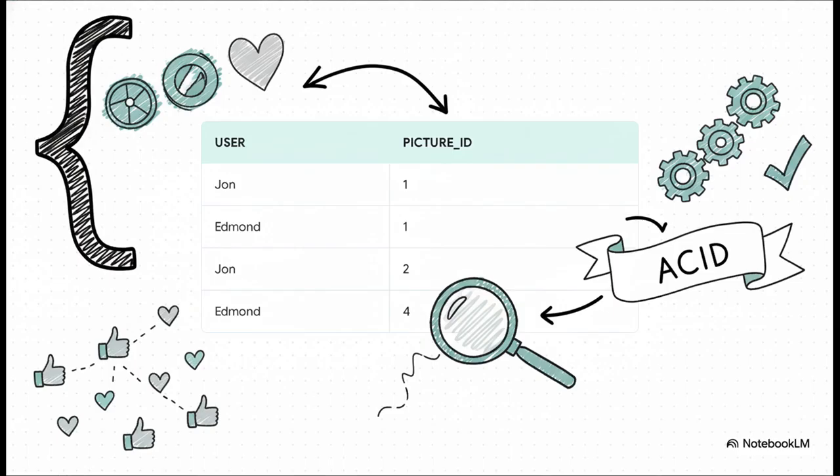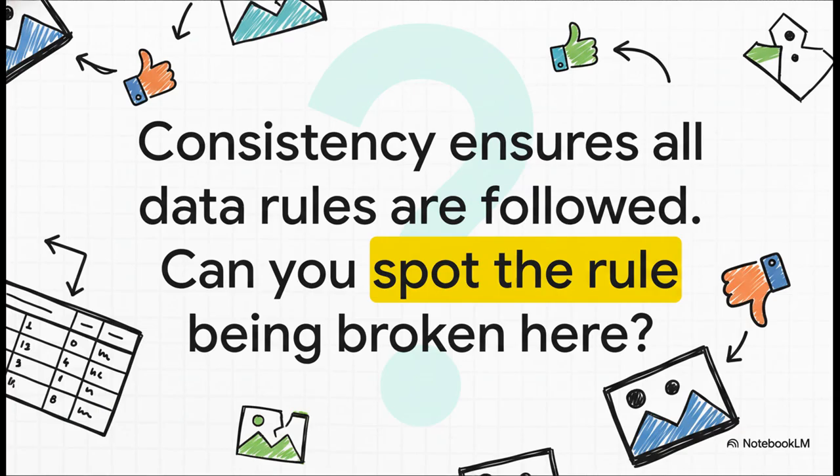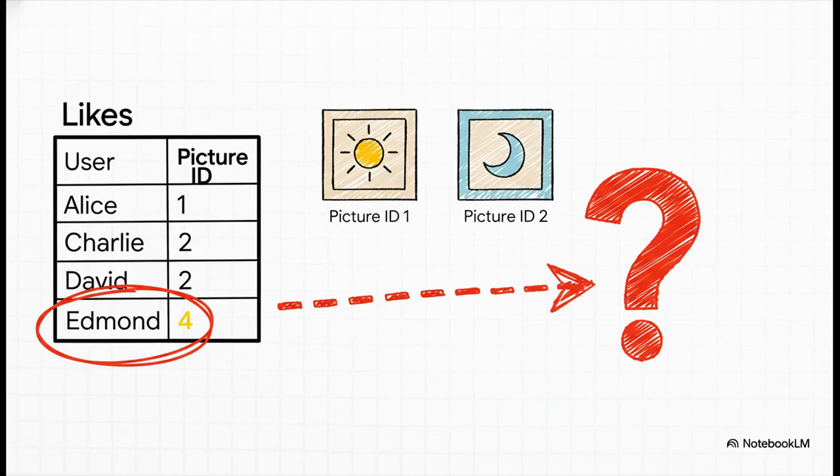For instance, let's say we have a table of pictures that only has IDs 1 and 2. This other table here shows who has liked each picture. Now, a pretty basic rule for our app might be that you can only like a picture that actually exists. So, looking at this data, can you spot the one entry that's breaking that rule? Did you get it? Yep, it's that last row. Edmund apparently likes picture ID 4, but we already know that only pictures 1 and 2 exist. This is what we call an invalid state. A database that enforces consistency would simply reject this transaction, protecting the logical sanity of our data.